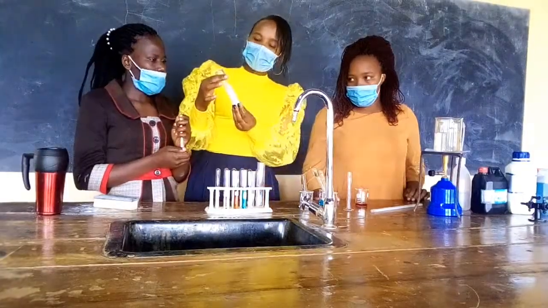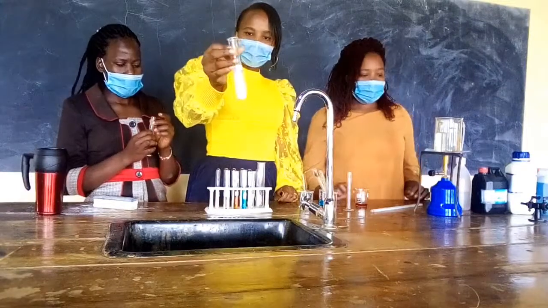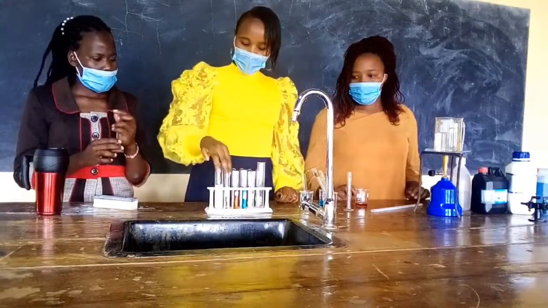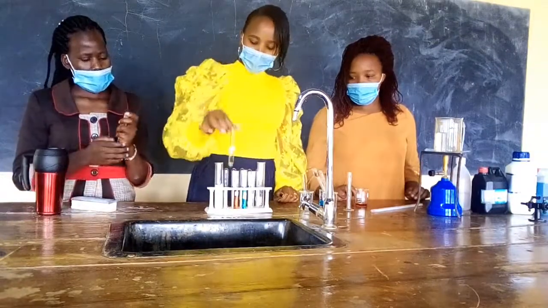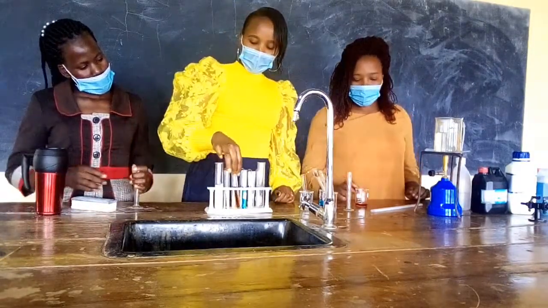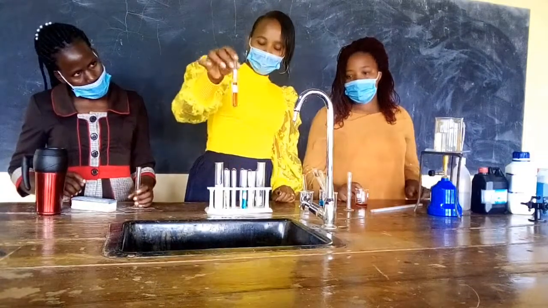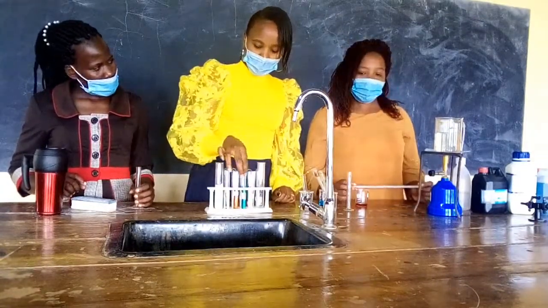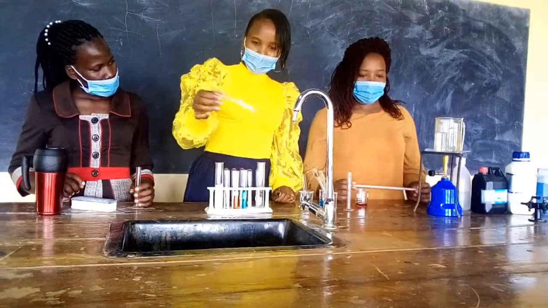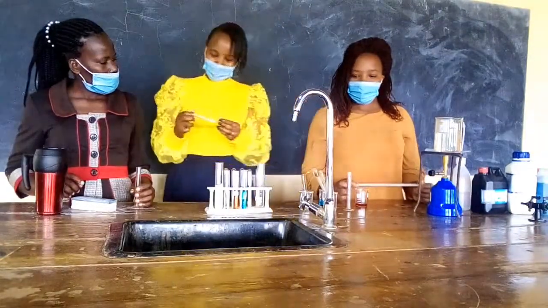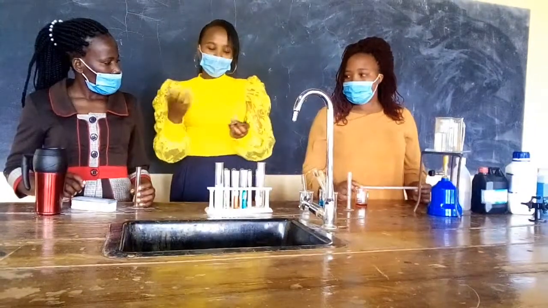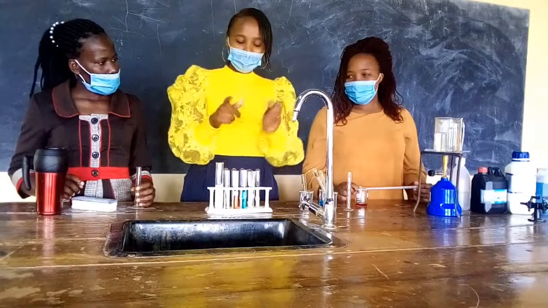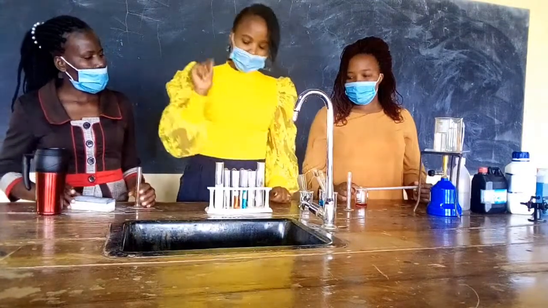So the first thing we have is starch, a food sample of starch. We also have distilled water. We have this iodine solution. We have Benedict solution, and later on we are going to negotiate who is going to give us saliva. We will negotiate that, and we have an empty boiling tube.